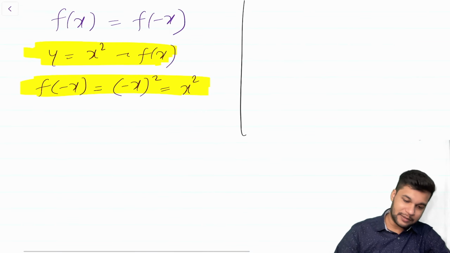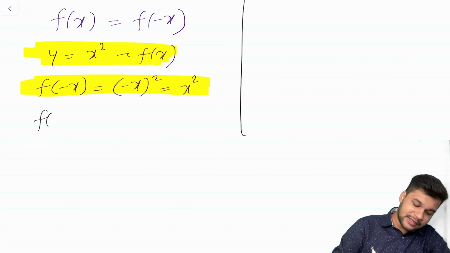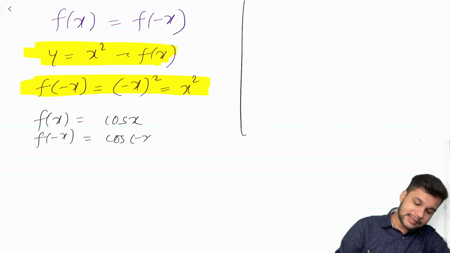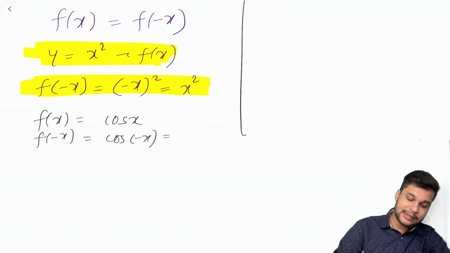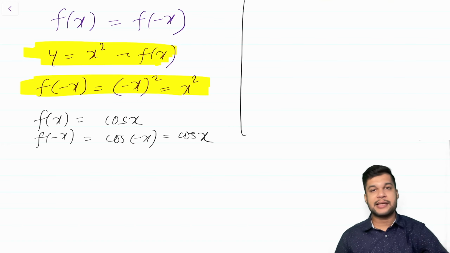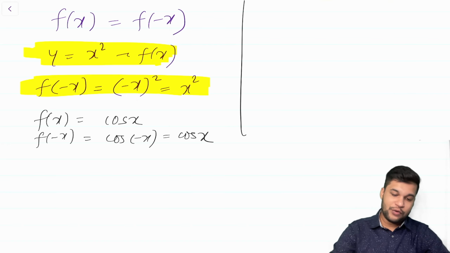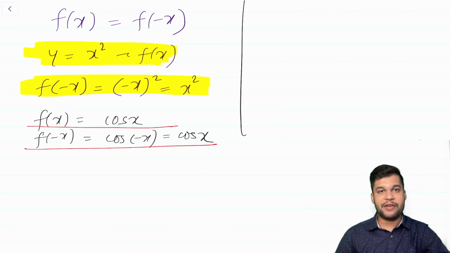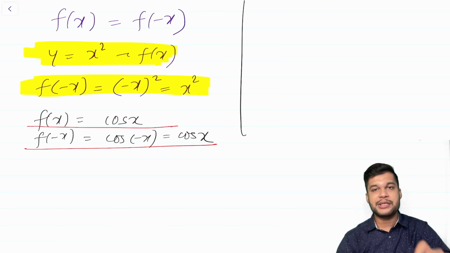I'll give you one more example. Let's say f(x) is cos x. What is f(-x)? It will be cos of -x. Cos of -x is again cos x. So if you observe, your f(x) is same as your f(-x), which means it is an even function.